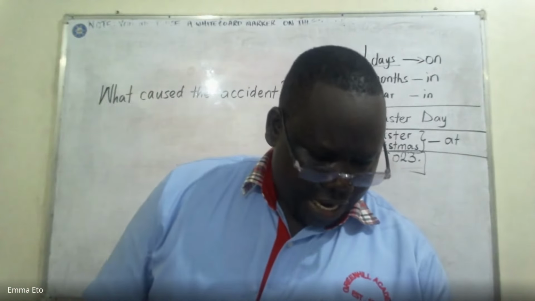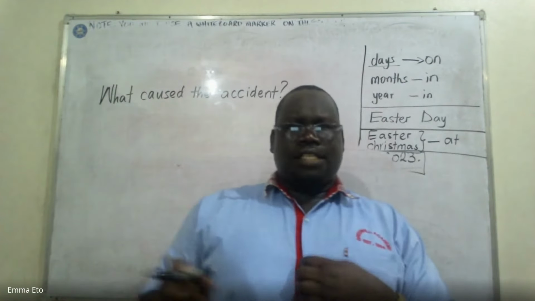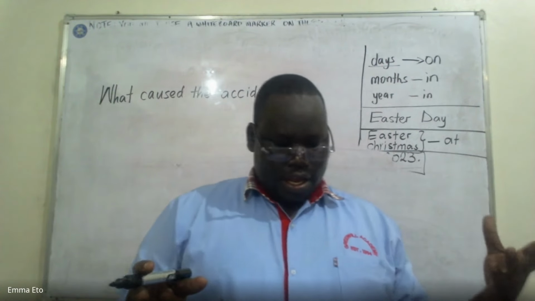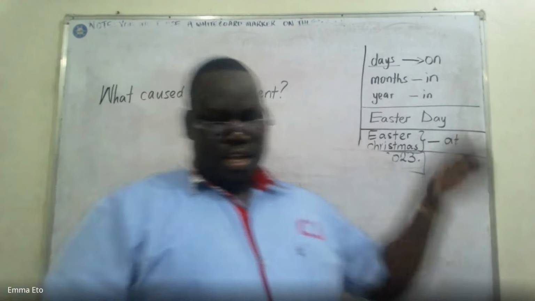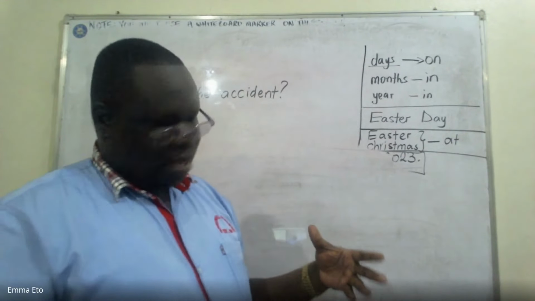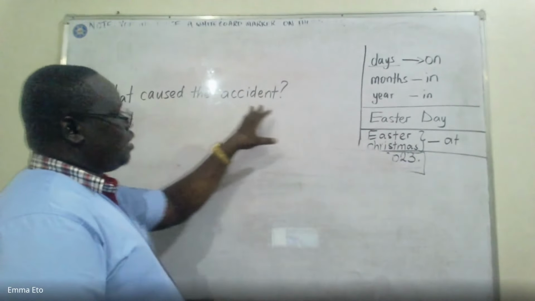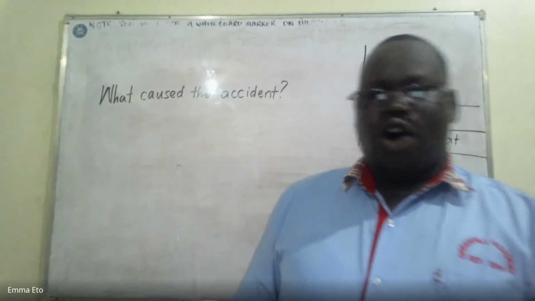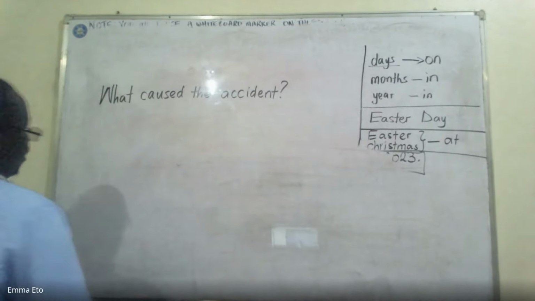And then you have an idea, maybe John was riding a motorcycle at a high speed. When he arrived at the corner, he failed to reduce the speed. That is the idea given. Now, the question is asking, what caused the accident? Then a child gives you the whole statement as an answer. That is what we call lifting.